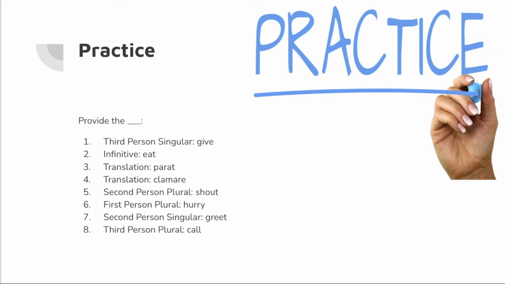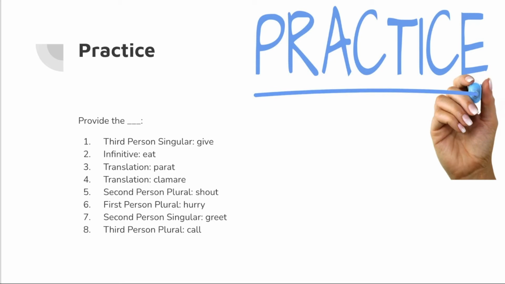Okay, how about number 4? Translation: clamare. Well, I know clamo means shout, and clamare is its infinitive. And an infinitive always translates as to blank, or to do something, right? So clamare means shout, so it should be to shout. So that's the answer, to shout.